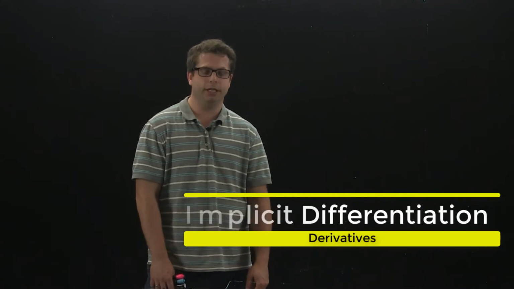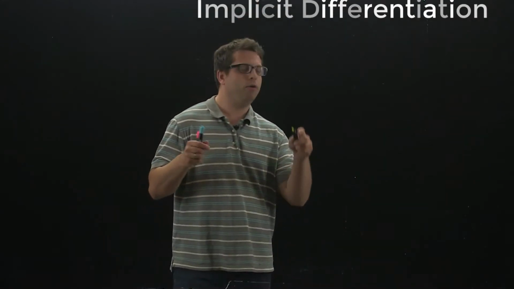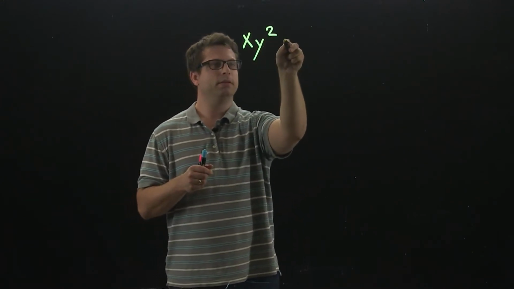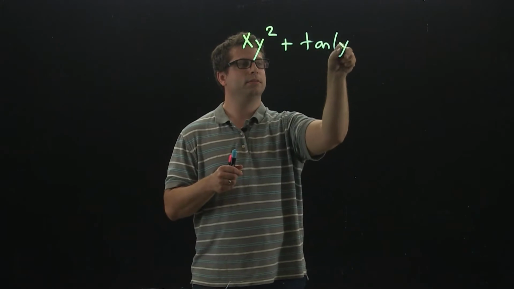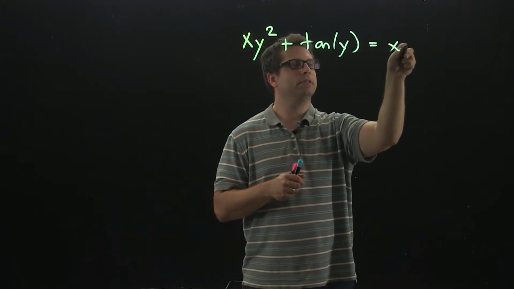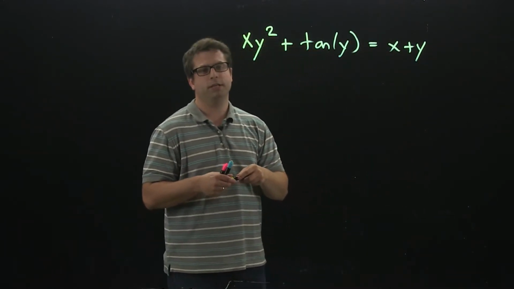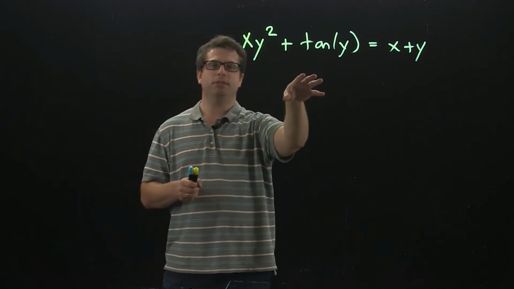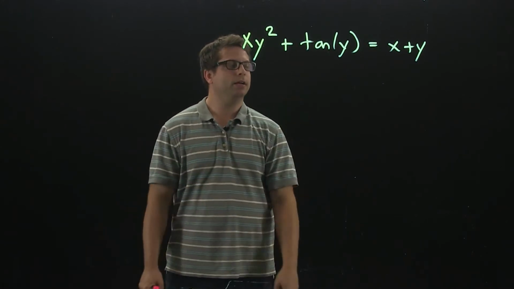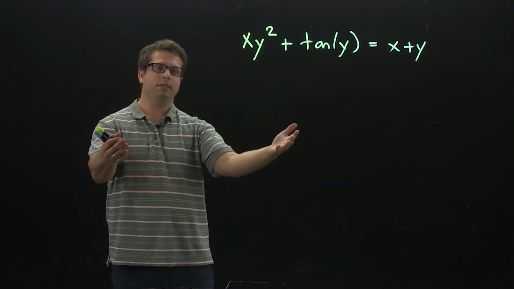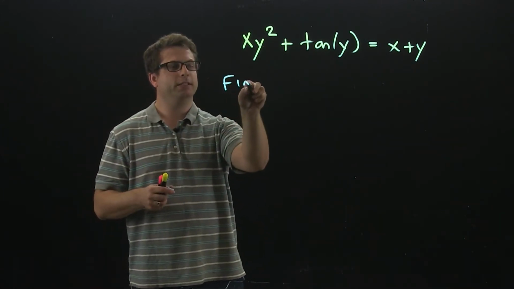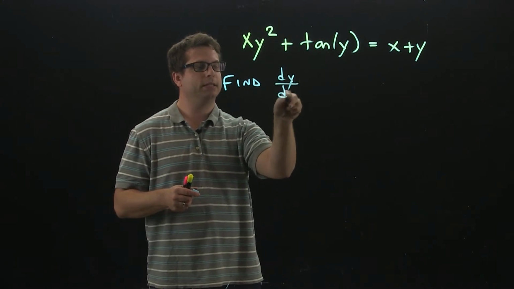In this video, we're going to do an example for implicit differentiation. So our problem is the following. We have x y squared plus tangent y equals x plus y. So if you watched my introduction on implicit differentiation video, this was one of the examples I wrote down as an implicit function. And then I said I would take its derivative in another video. So here we go. We are supposed to find dy dx.